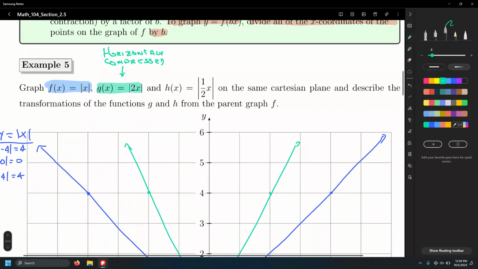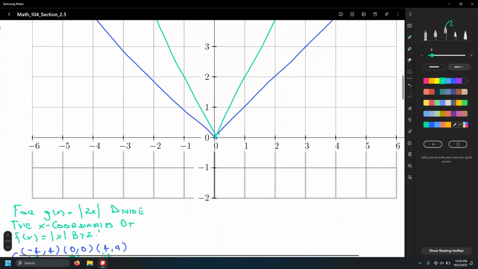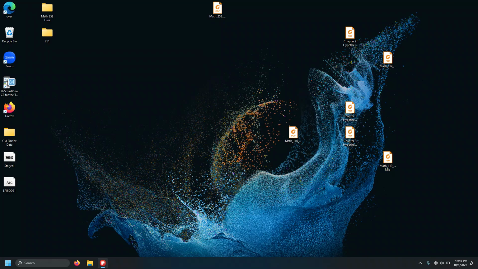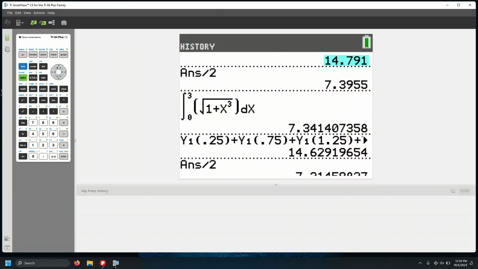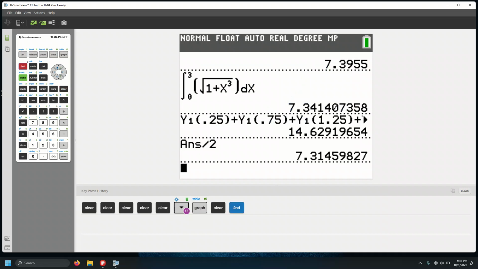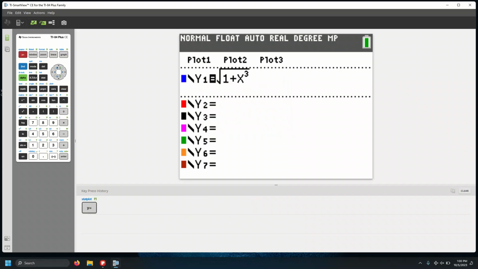Well, let's verify this using our graphing calculator. This time, rather than seeing the three graphs at the same time, I'd rather you see one at a time so you can see how it works. So let me clear all this. Second, quit. Clear. Let me clear the history. Let me go to the graph. And again, if you have something, make sure to clear it.